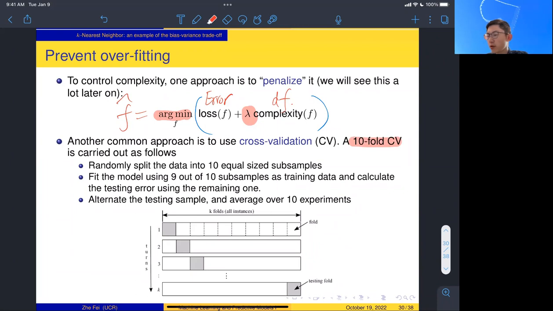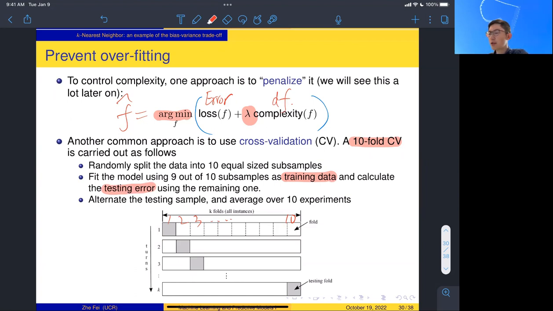Tenfold means that we first randomly split our whole data into 10 equal sized subsamples, as indicated here. We see fold 1, 2, 3, say up to 10. That's how we first split data into 10 folds. The next step is that each time, we use 9 out of the 10 subsamples as training data, and calculate the testing error using the remaining one.